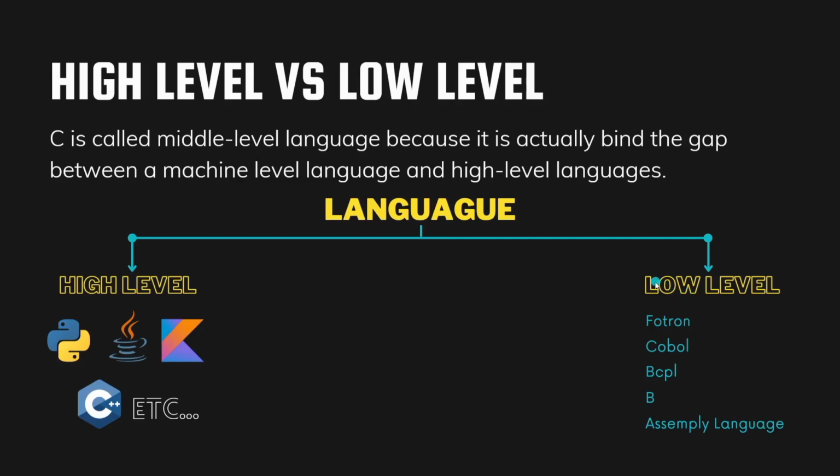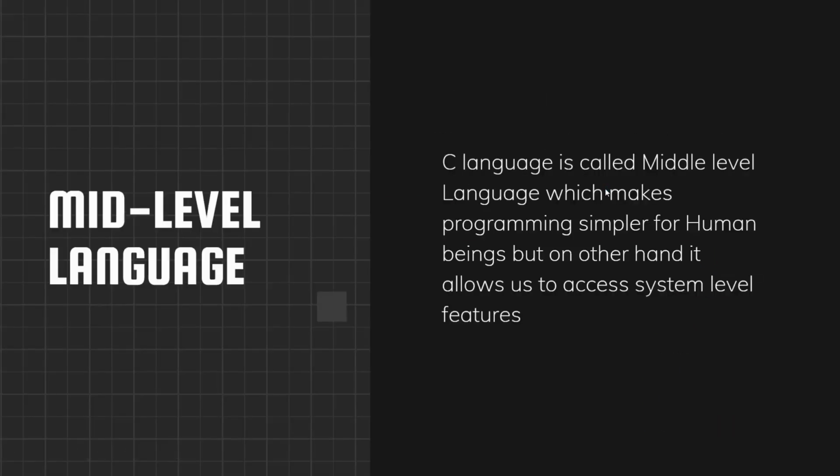Lower level languages also have system level features, like we can access the storage in the computer itself. But what about C language? Does C belong to high level languages or low level languages? The answer is that C is called a mid level language because it bridges the gap between machine level language and high level languages. Let's see.